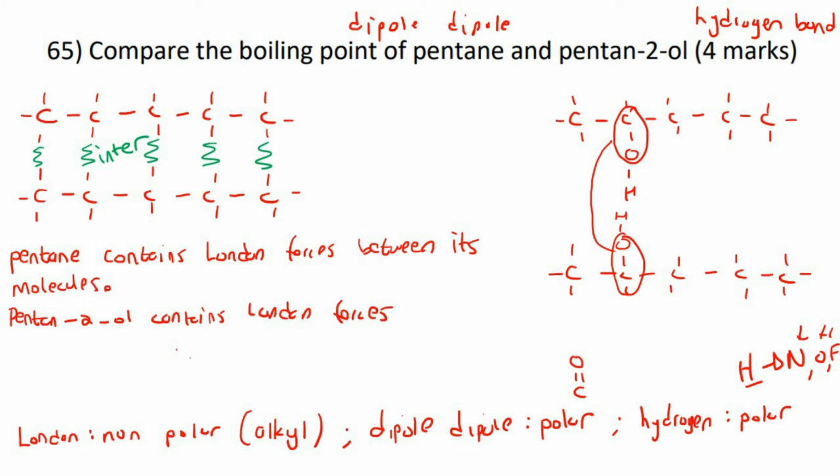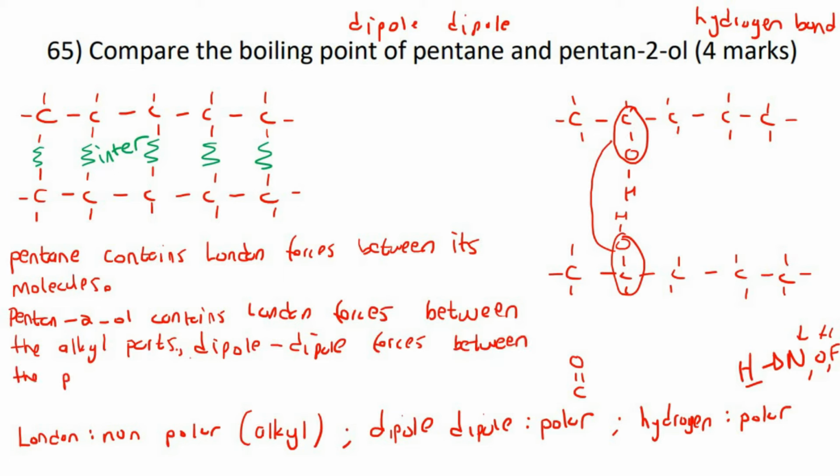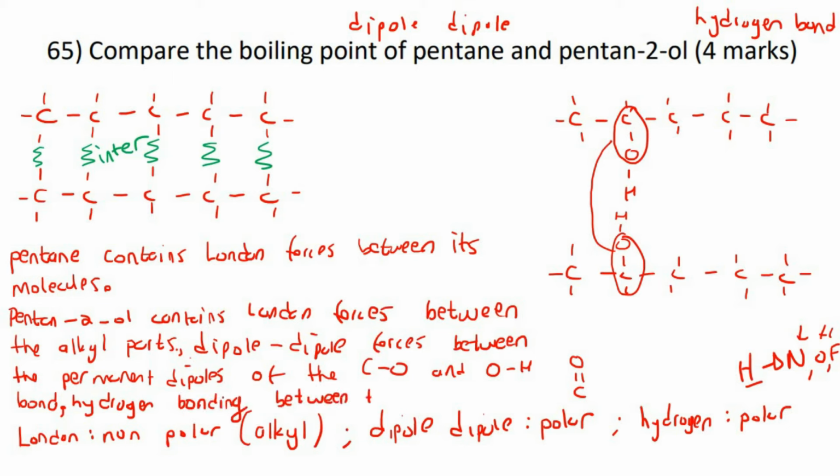So we could say pentan-2-ol contains London forces between the alkyl parts, dipole-dipole forces between the permanent dipoles of the carbon-oxygen and oxygen-hydrogen bond. Okay? Then it also contains, and this is the most important one, hydrogen bonding between the OH groups. Some teachers will call that the hydroxyl groups. So alcohols actually have all 3. They've got the London, they've got dipole-dipole, and they've got hydrogen bonding.